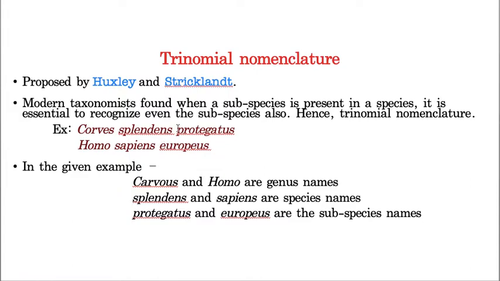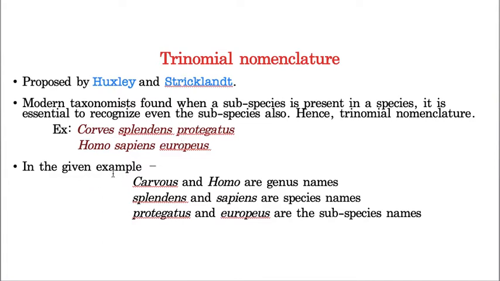For that, I brought two examples. For example, Homo sapiens europaeus. Homo sapiens means we, the human beings. In that, there is a subspecies: the human beings who are living in Europe are called europaeus. Whereas Corvus splendens protegatus is the common crow. Hope you know the crow, a black colored bird. This crow is called Corvus splendens, but if you want to write its subspecies name also, then it is protegatus.